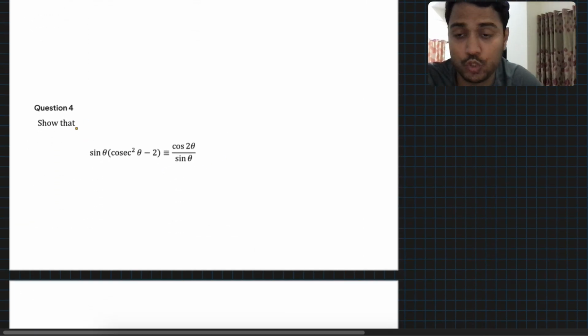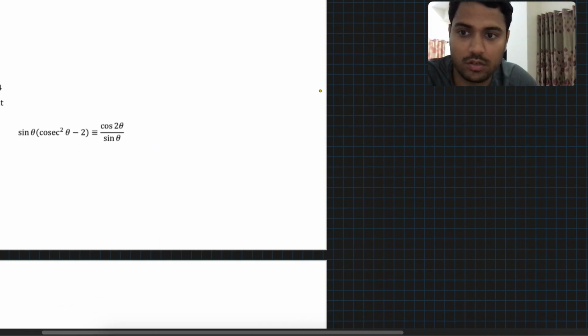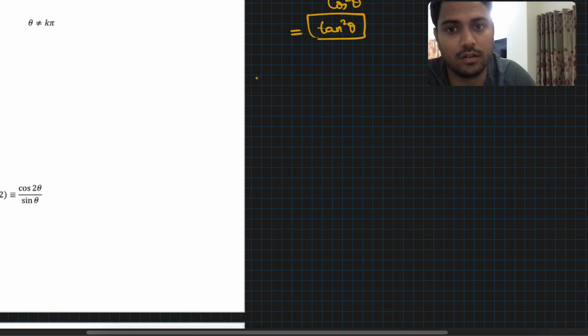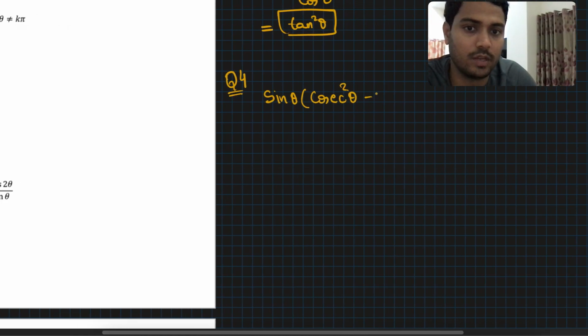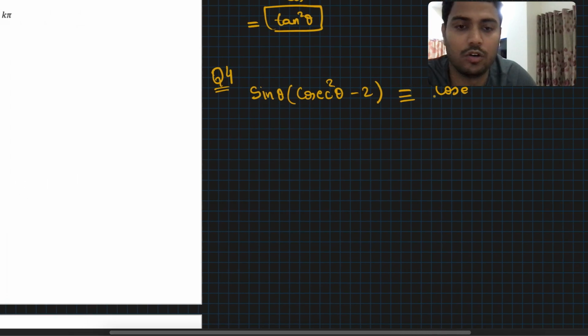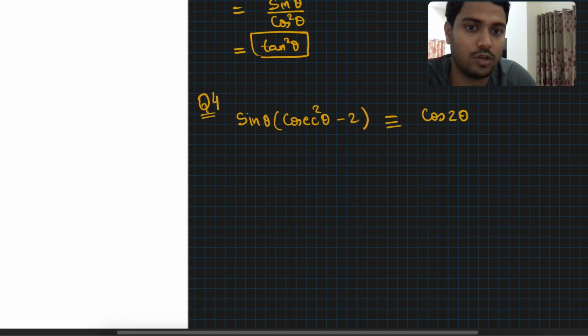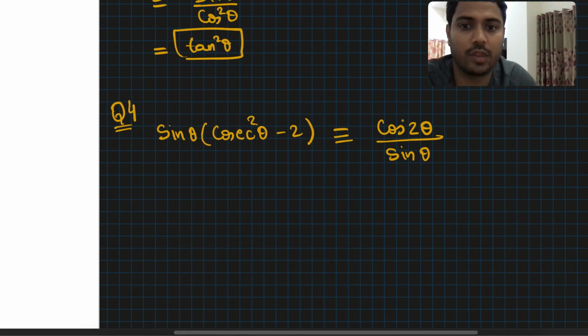Question number 4 says that show that sine theta in bracket cosec square theta minus 2 should be equal to cos 2 theta divided by sine theta. So let's check this one. Let me write it here. Question 4. Sine theta, cosec square theta minus 2, and this should be equivalent to cos 2 theta divided by sine theta. This is what we have to prove.